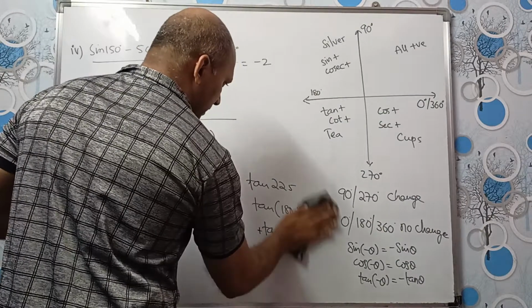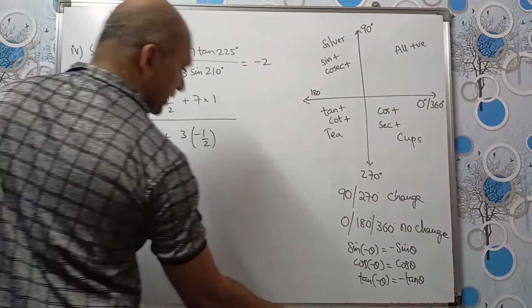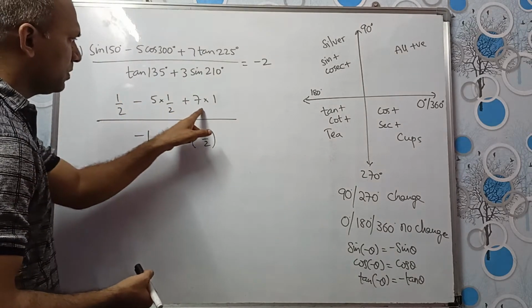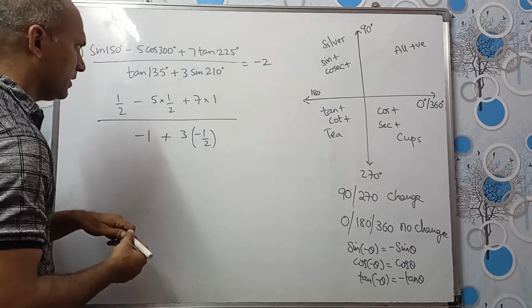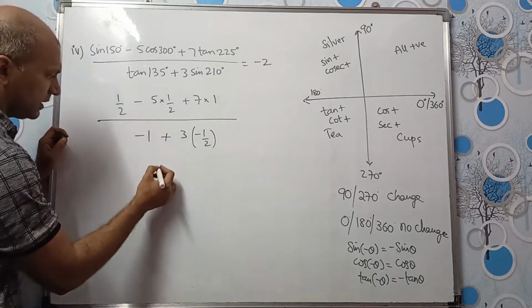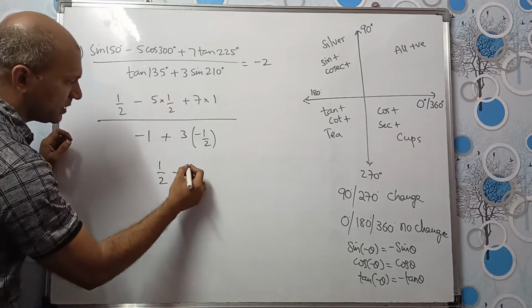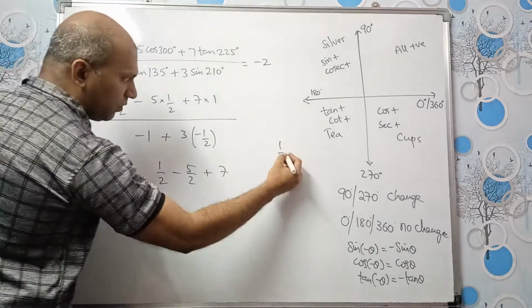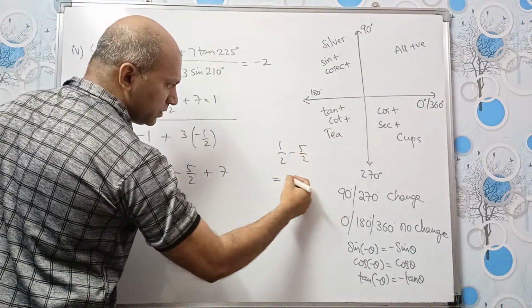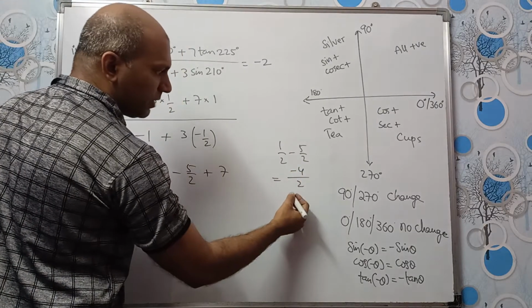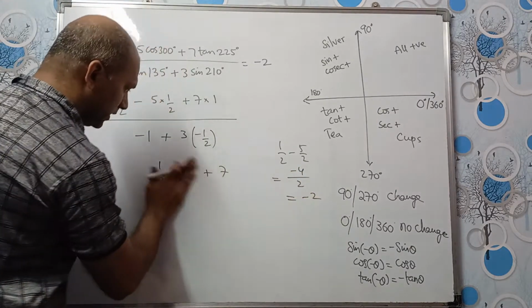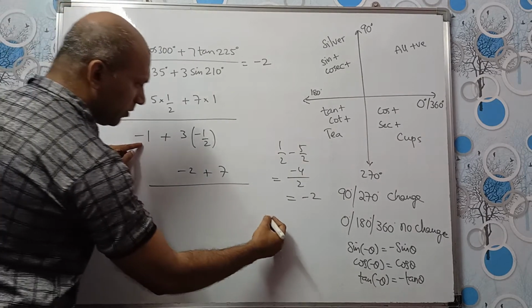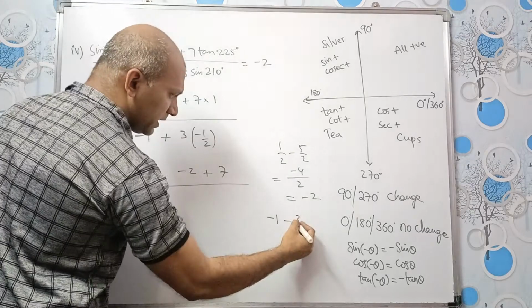Now let us simplify. We should get minus 2, right? 4 minus 2 plus 7, 5, 10, yes. So let us simplify 1 by 2 minus 5 by 2 plus 7. If you simplify this, 1 by 2 minus 5 by 2, this will be minus 4 by 2. Minus 4 by 2 is minus 2, right? So let us write minus 2 here divided by the denominator, minus 1 plus into minus 3 by 2.